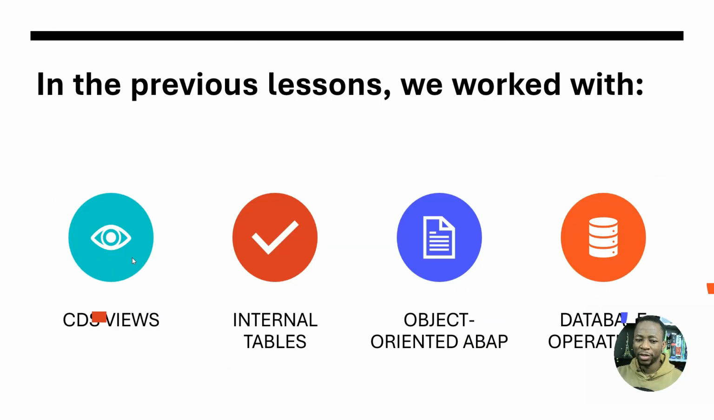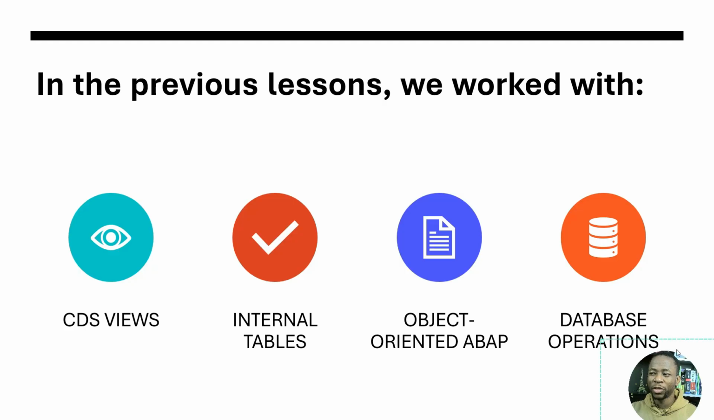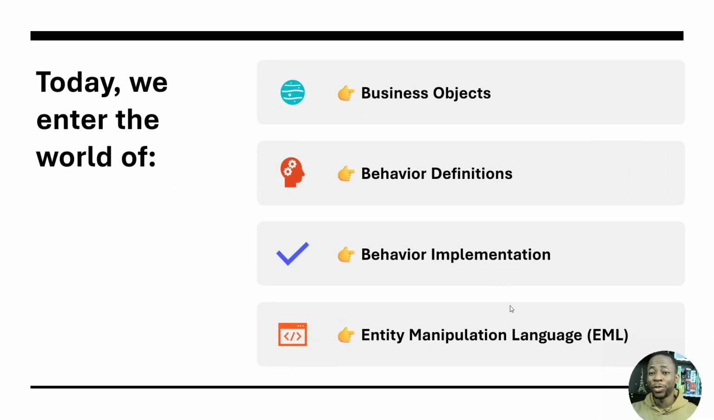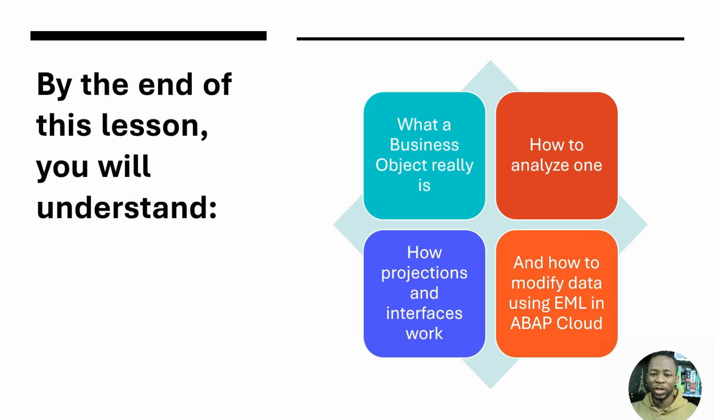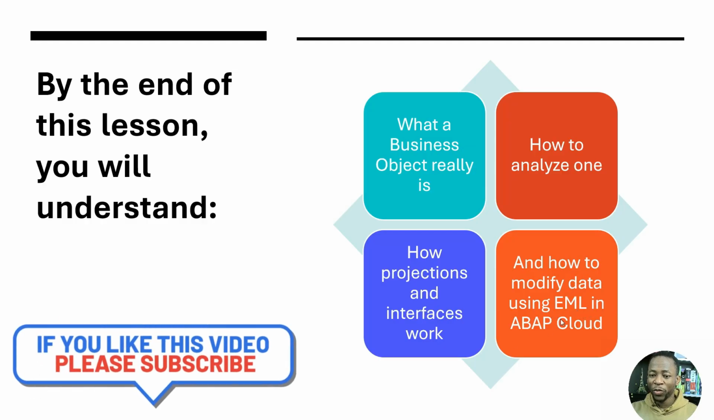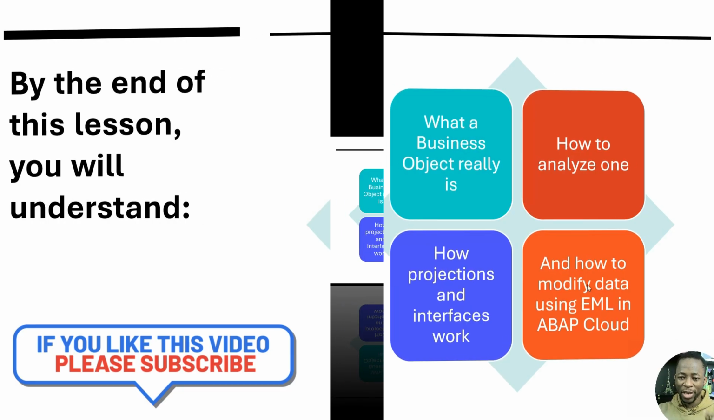In the previous lessons we have looked at CDS views, internal tables, object-oriented ABAP, and database operations, but today we move into something much more fun and enter the world of business objects, behavior definitions, behavior implementation, and entity manipulation language. If there's still time, we'll go into entity manipulation language, otherwise we'll look at it in the next video. By the end of this lesson, you will understand what a business object really is, how to analyze a business object, how projections and interfaces work, and how to modify data using entity manipulation language in ABAP Cloud. So this will be in the next video.